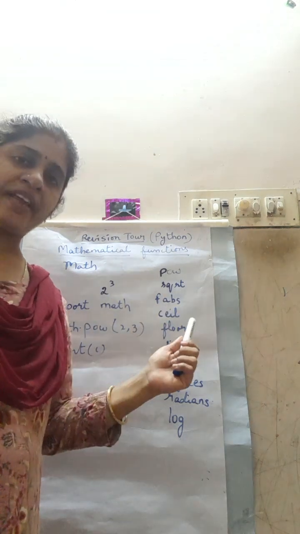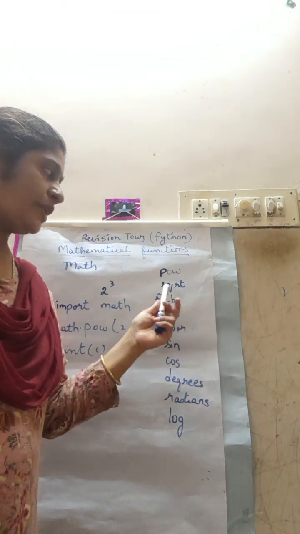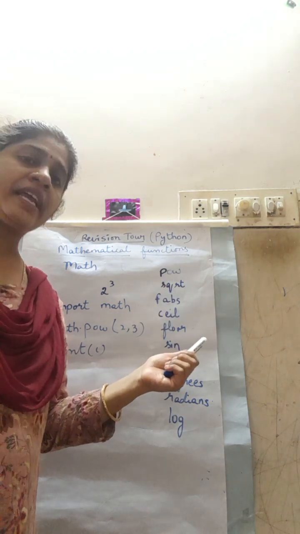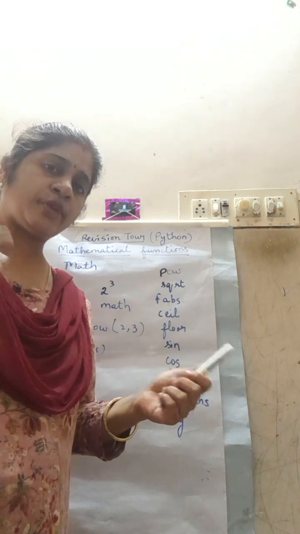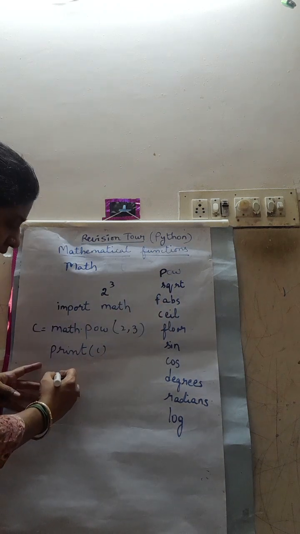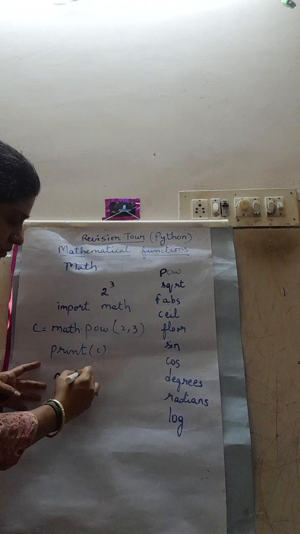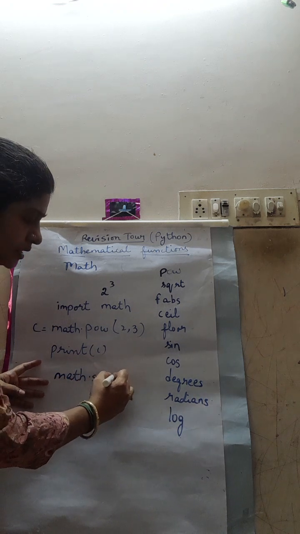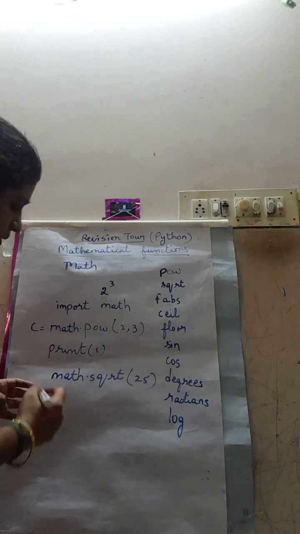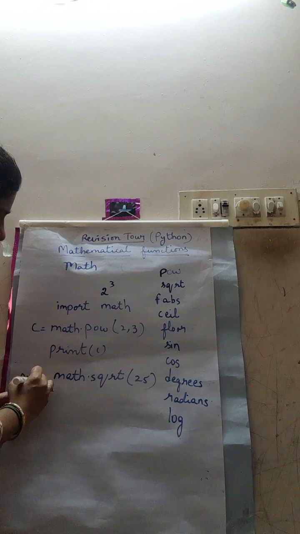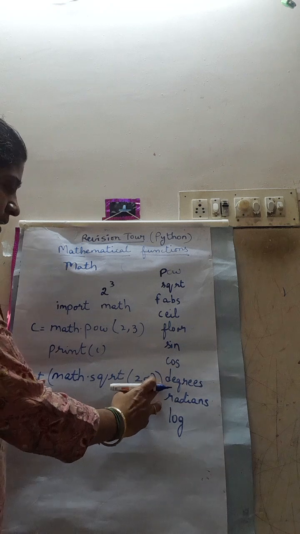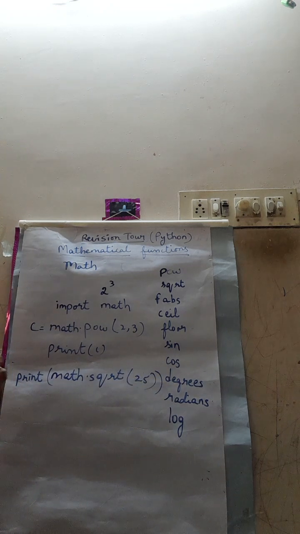And the next function is square root. If I want to find the square root of a number, I can use square root. Now these functions, power and square root, will return you a floating point number. So for square root, I just write math dot square root of 25. It will return you 5.0. I can directly write print. This is a function, so you have to write within brackets. So it will return you 5.0.